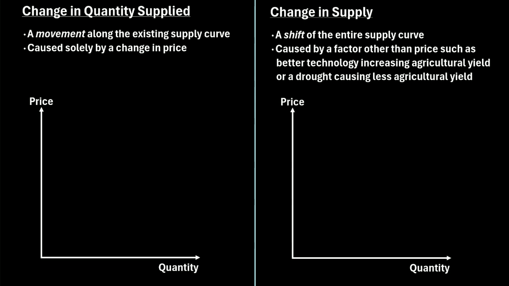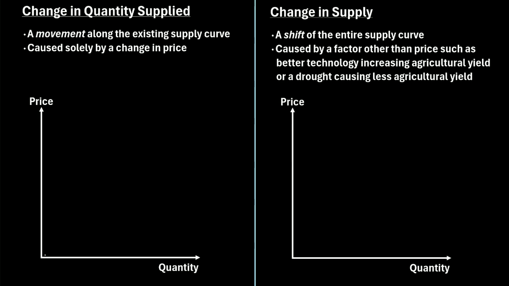In this video, I will explain the difference between change in quantity supplied and change in supply in economics. So let's jump right in. When we refer to a change in quantity supplied, that's referring to a movement along the existing supply curve. And this movement is caused solely by a change in price.